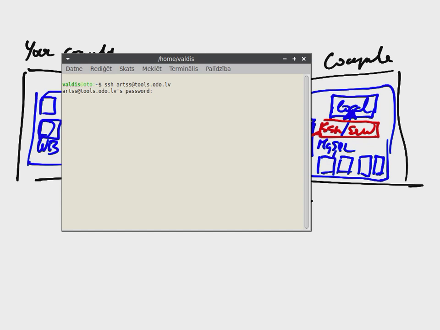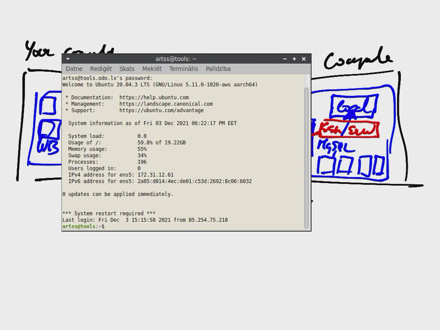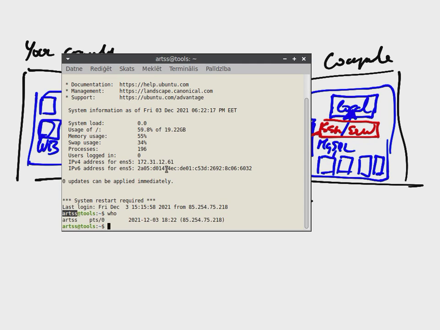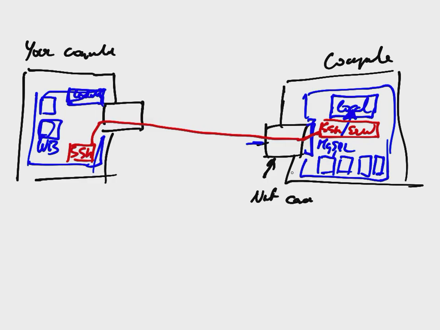what was the password there? That's it. And now I have created a remote connection to this remote server, because now I'm on the server called tools with username ARTS. And if I check who is there, I can check. So now I have created a remote connection to the remote server using just a text interface.